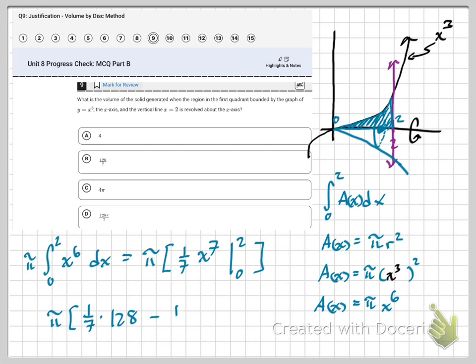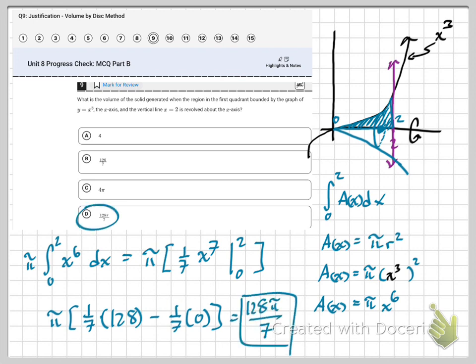All right, so we have pi times this. And I love it when the bottom one is 0, because it just goes away. And so I have 128 pi over 7, which gives us our answer. All done.